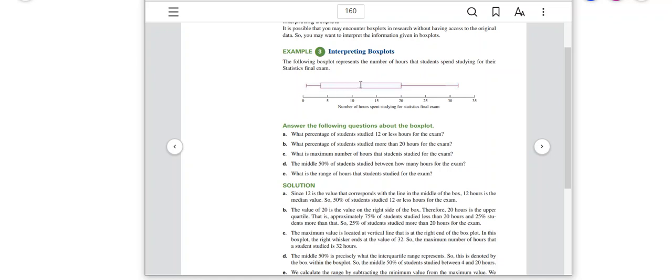This is Q1. This is Q2, or the median. The median is the value where half of the data values fall above and half fall below. So 50%, we've got 2 quarters here. This is a quarter, this is a quarter. That's 50%, so that's got to be the median right there. Here's the third quartile. 75% of the data values fall at or below 20. And then this is the maximum. It looks like 32 hours was the maximum number of hours spent studying.